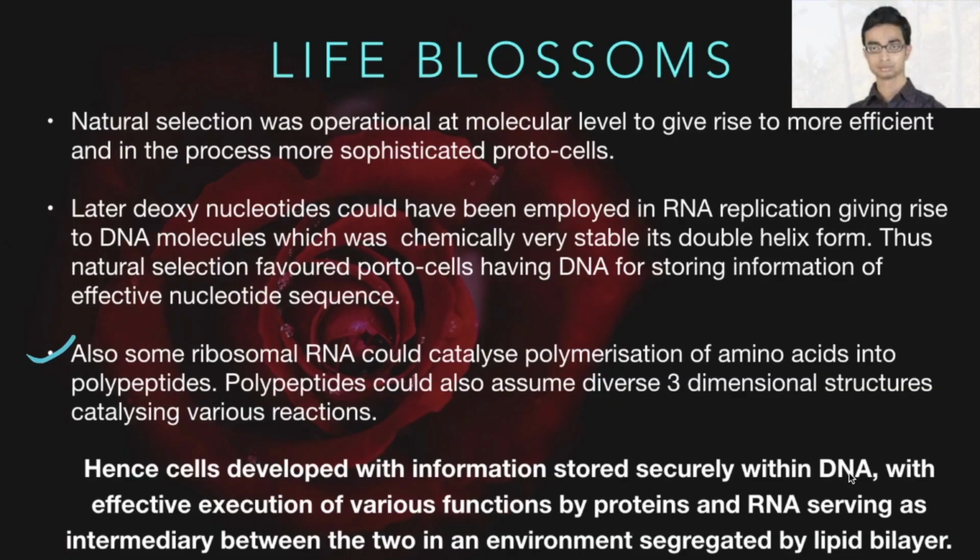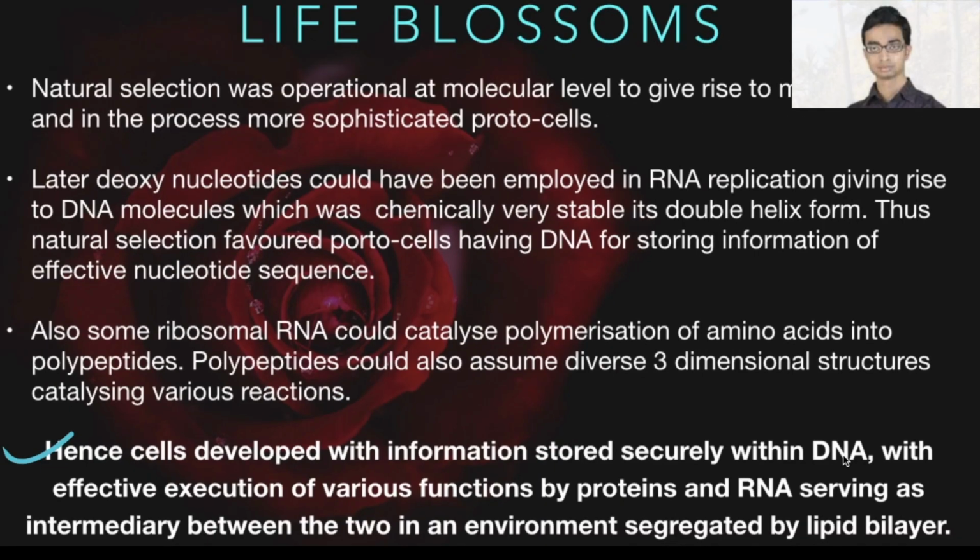These polypeptides, like RNA and unlike double helix DNA, could assume diverse three-dimensional structures. Hence, they were able to catalyze various novel reactions. This gain in new functions led to increased probability of survival and multiplication for such cells. Hence, clans of cells developed, with information stored securely within DNA, with effective execution of various functions by proteins, and RNA serving as intermediary between the two, in an environment segregated by a lipid bilayer, and life blossomed.